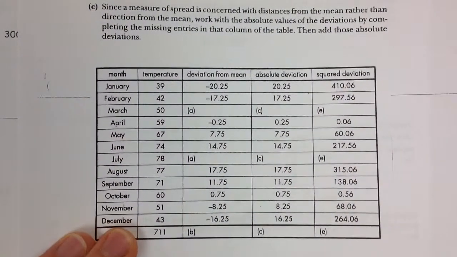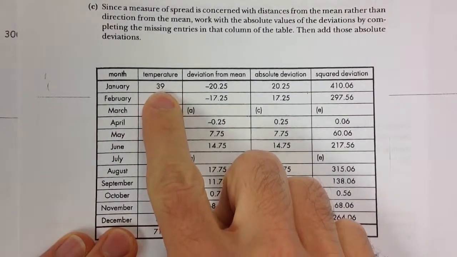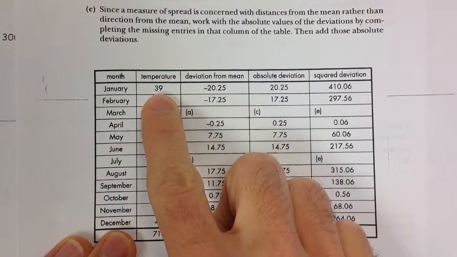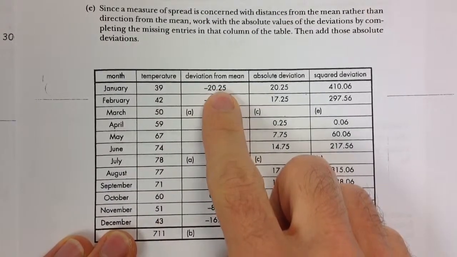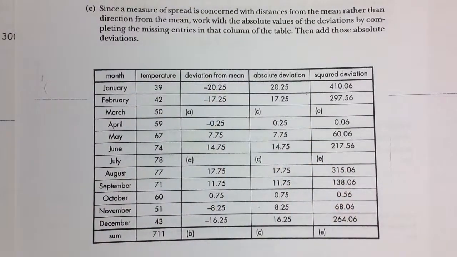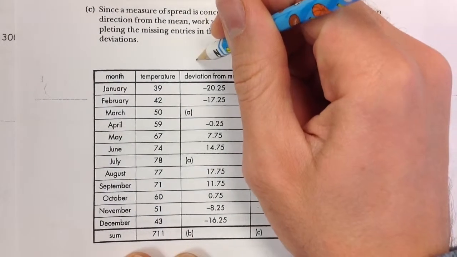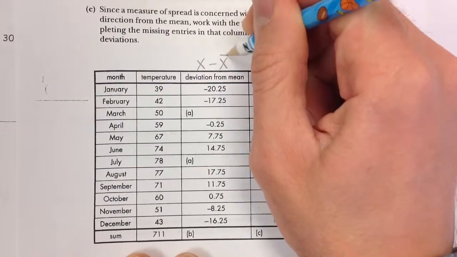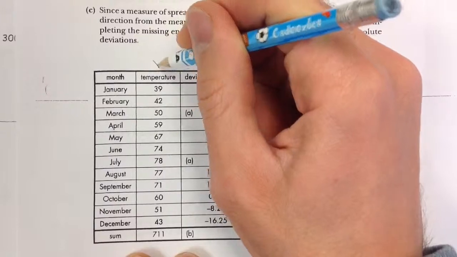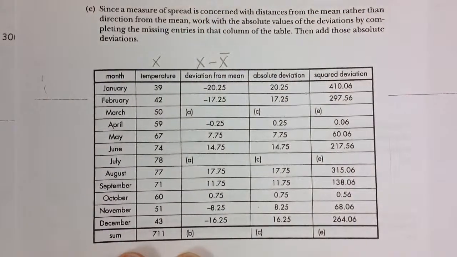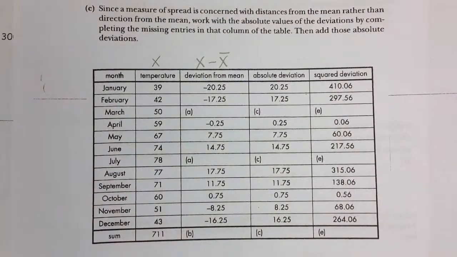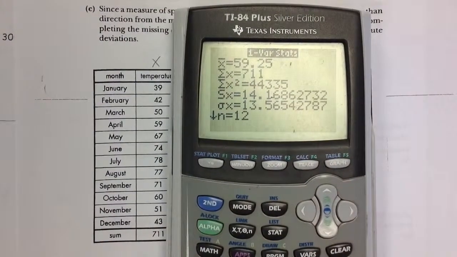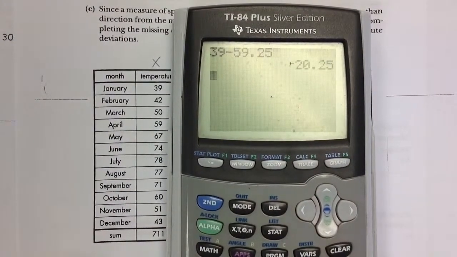For example, take a look at January, which has a temperature of 39 degrees on average. It deviates from the mean by negative 20.25 if you adopt the convention value minus the mean. Or symbolically, x minus x bar. Get used to these symbols. X bar is the mean of x. Okay, so 39 minus 59.25 is negative 20.25. That's how they're getting that.